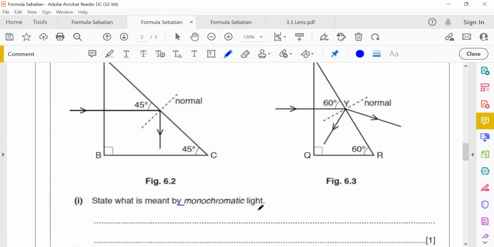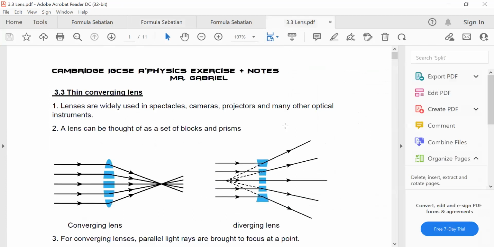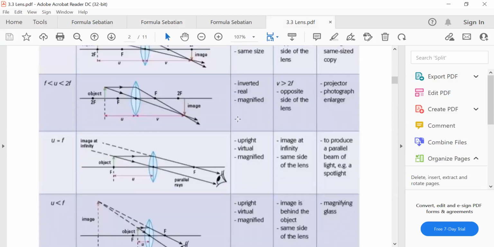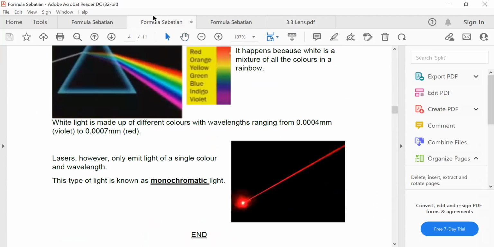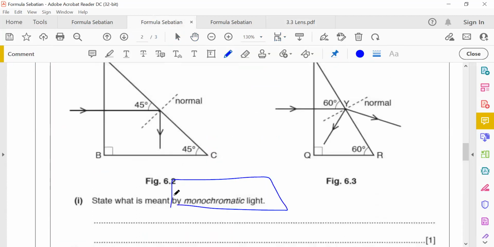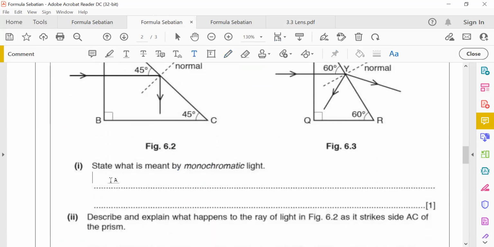State what is meant by, oh, you guys haven't learned this. You're supposed to learn this in the next chapter, something that we'll be going into once we are done with the lens chapter. If you do not know by now, let me tell you, monochromatic light. As the word mono suggests, mono means solo, right? Single. Chromatic means light. So monochromatic light is just light of a single wavelength, guys. If they ask you this in your IGCSEs, you're supposed to mention that monochromatic light is light with a single wavelength or single frequency.